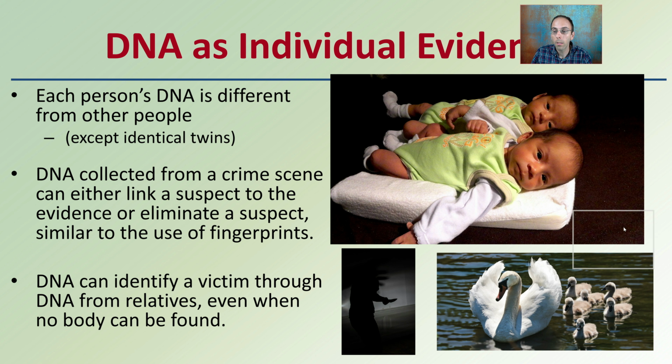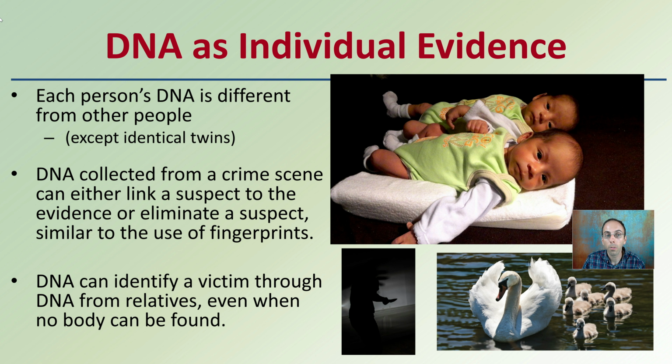DNA has individual evidence. Looking here, each person's DNA is different from other people's, except when we're looking at identical twins. There can be differences in DNA or gene expression, but the sequences will actually be identical only in identical twins. DNA collected from the crime scene can either link a suspect to the evidence or eliminate the suspect, similar to the use of fingerprints. We're talking about was someone there, was someone not there? Did we find their DNA? Did we find their fingerprints? DNA can identify a victim through DNA from relatives, even when no body can be found. So this can be very powerful as we expand our DNA library.